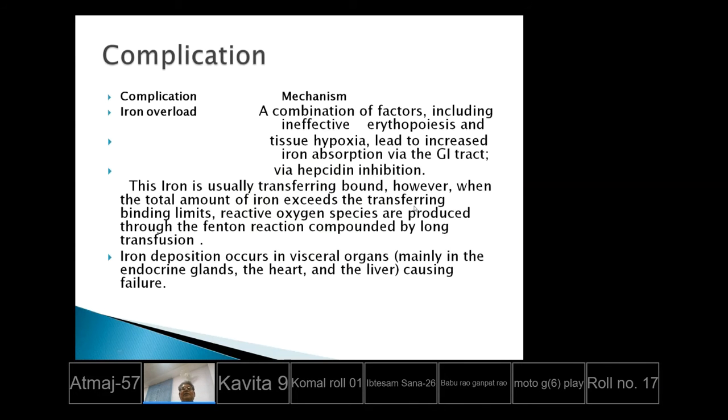Complications of thalassemia. There is iron overload. Mechanism: a combination of factors including erythropoiesis and tissue hypoxia lead to increased iron absorption via the GIT through hepcidin inhibition. This iron is usually transferrin bound. However, when the total amount of iron exceeds the transferrin binding limit, reactive oxygen species are produced through the Fenton reaction, compounded by long-term transfusion.